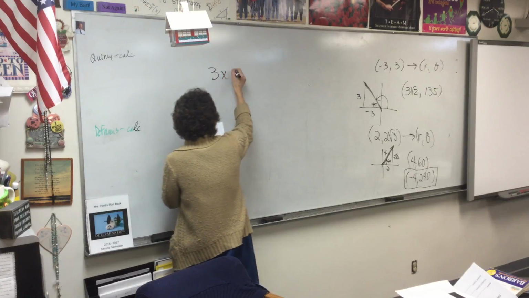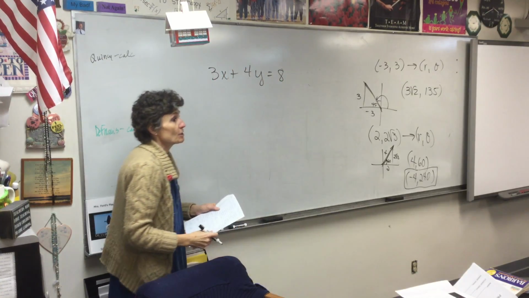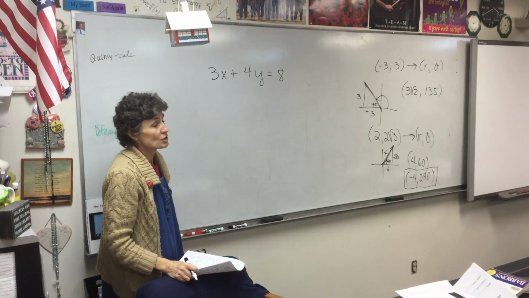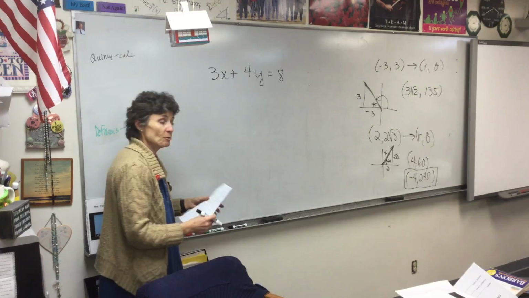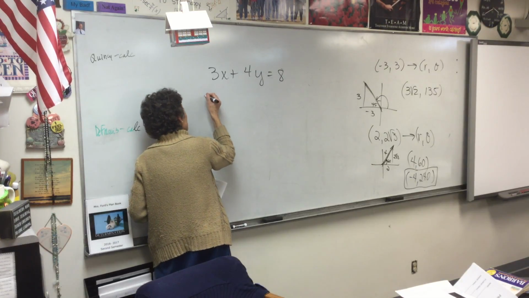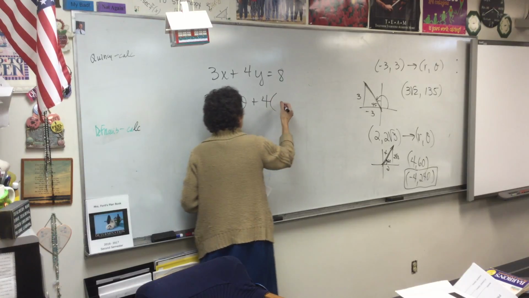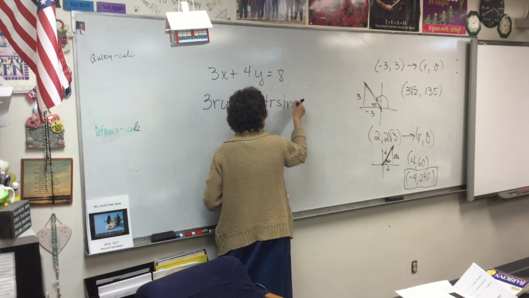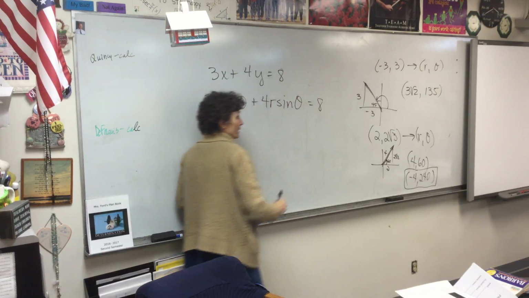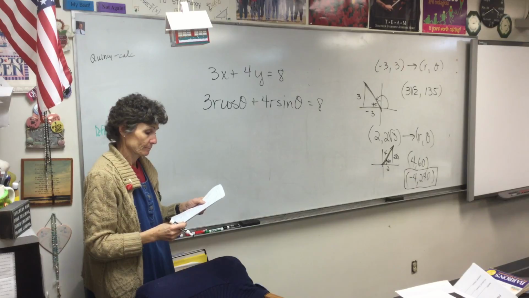Number 7: 3x plus 4y equals 8. These are the no-brainers. You want to write that as a polar equation, you take out the x and plug in r cosine theta. You take out the y and plug in r sine theta, and you are done. That's all it is. That's it.